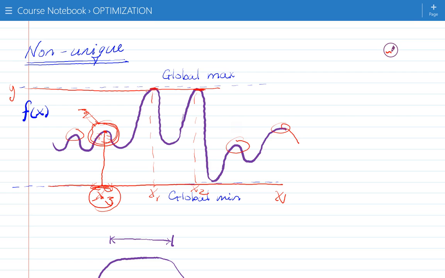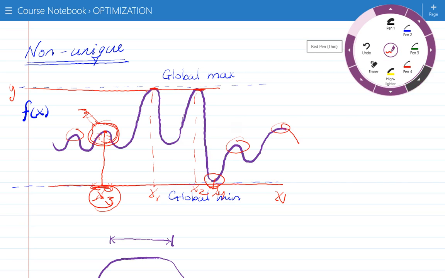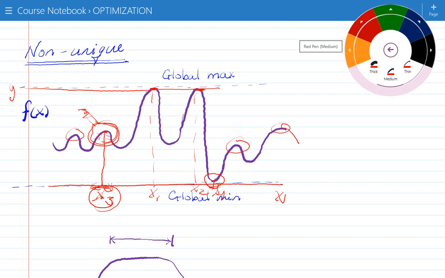Now similarly, we would notice that there is a point here, x4, and that is a global minimum. And let me make this pen a little bit thicker than the thin one.